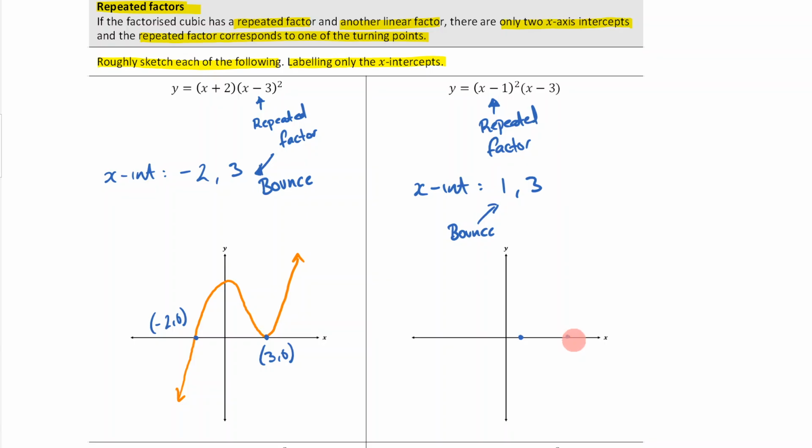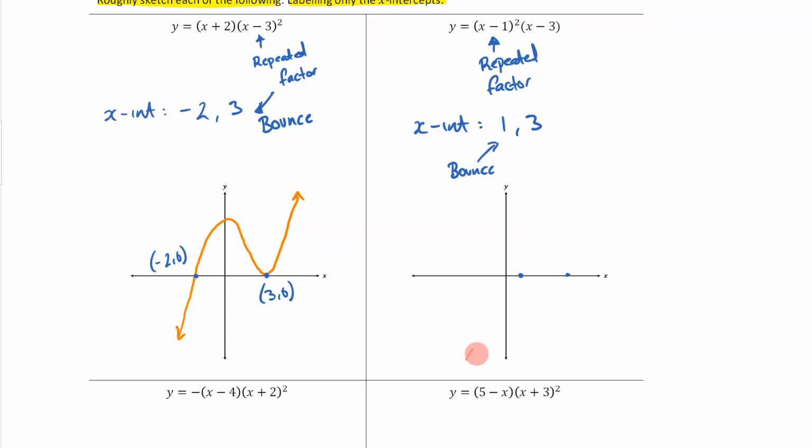So when I draw this now, remember, because it's positive, I'm going to go up. It's going to bounce. Whoops, that's ugly. Let's try again. It's going to go up, it's going to bounce, and then it's going to go like that. So it's going to look something like that. Because it's positive, I'm starting by going up, but as soon as I get to that 1, it bounces there. So repeated factors bounce. This is going to be 1, 0, and this is going to be 3, 0.